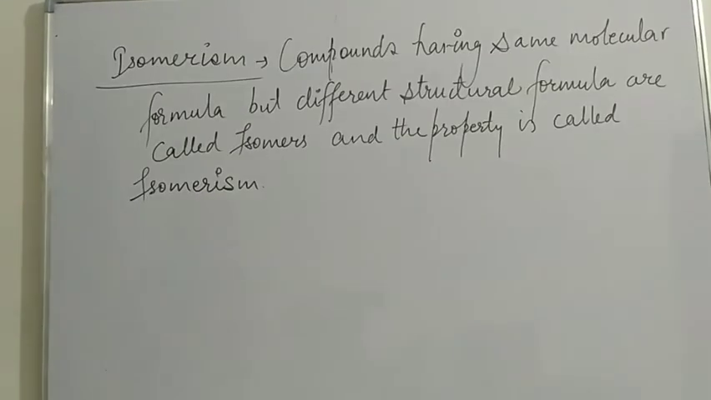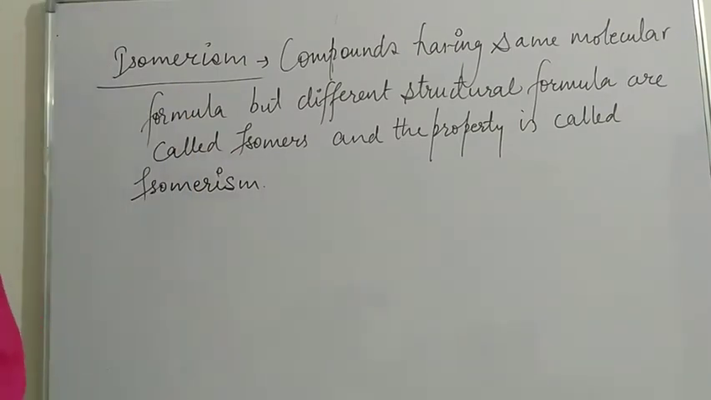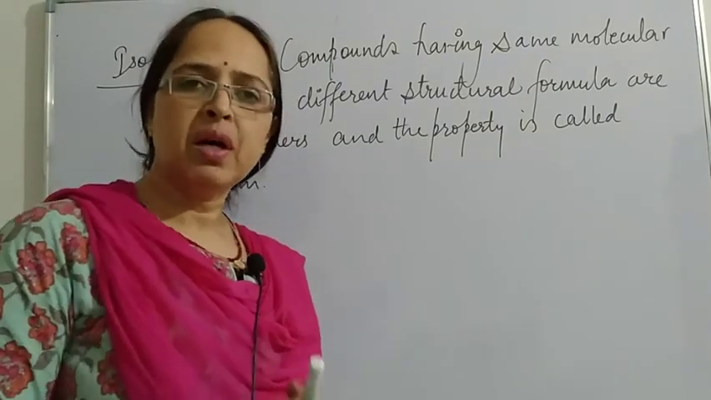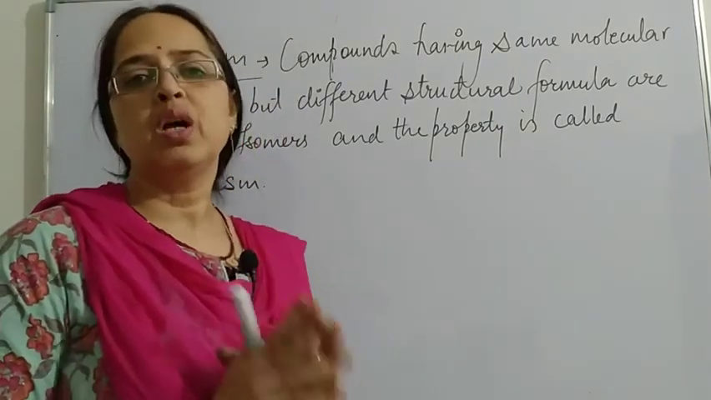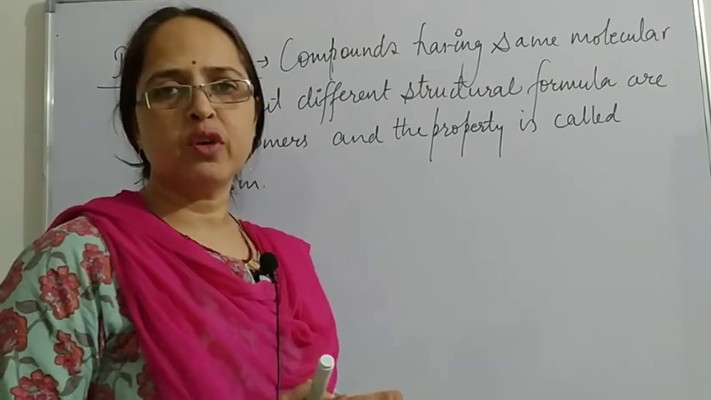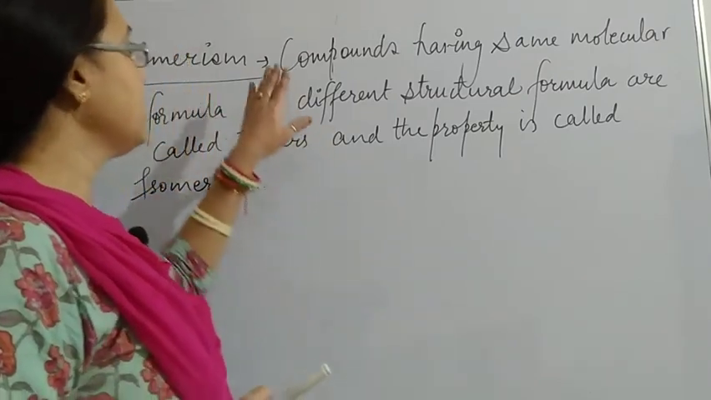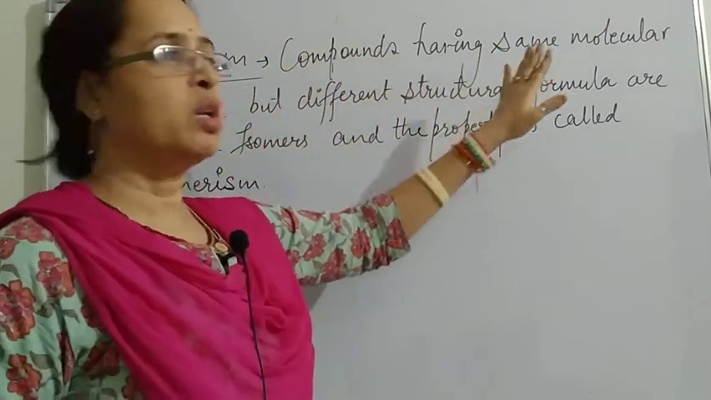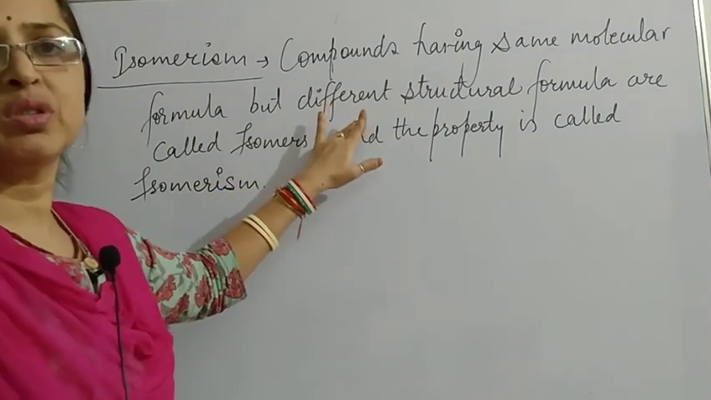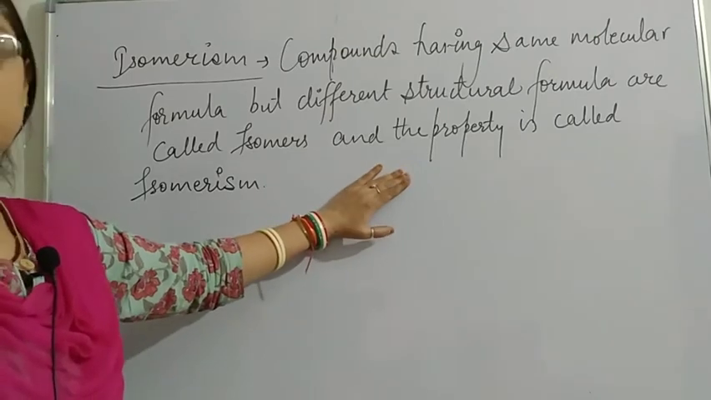Now students, here the next topic is isomerism. Isomerism means it is the property of the compounds in which the compounds have the same molecular formula, but when they are written in the structural formula form, they show different structural formula. So that means the compounds having same molecular formula but different structural formula are called isomers, and the property is called isomerism.